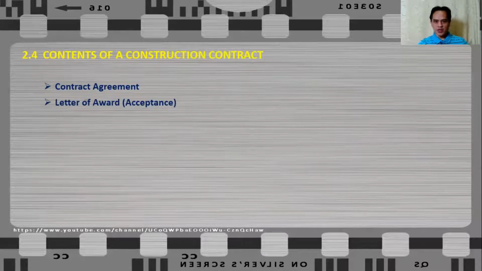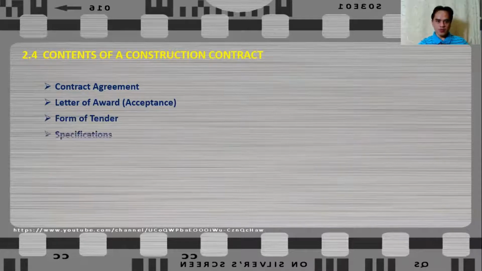Now, let's talk about the contents of a construction contract. What can we normally see in a construction contract? The construction contract may contain the following: contract agreement, this is where both parties sign. Letter of award or letter of acceptance. Some call it letter of acceptance also.